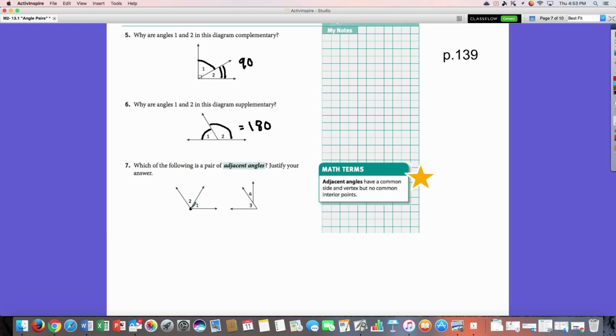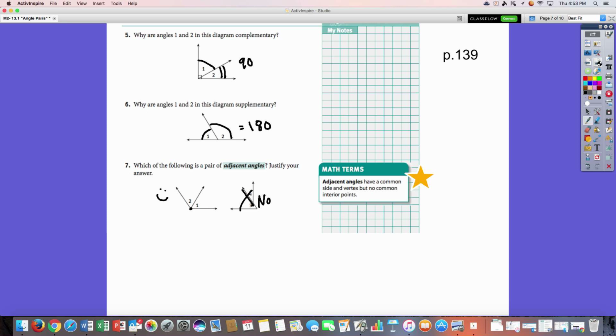Well, the vertex of this one, 1 and 2, they're adjacent. Is this one adjacent? Do they share the same vertex? No, they do not share the same vertex. Those are not adjacent angles. This one is? Yay! This one is not. So adjacent means next to each other, and it's got to share the same vertex, which is a point.